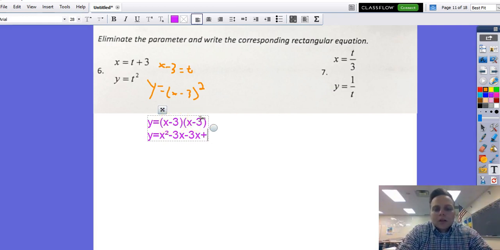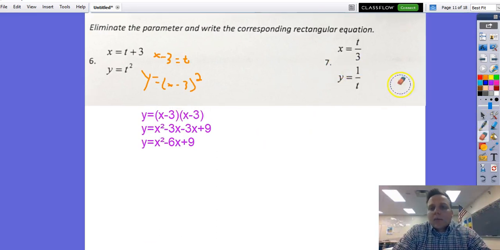Now I just need to combine any like terms I have. So y is equal to x squared, there are no other squares, minus 6x plus 9. And that's it. That's all I need to do for this problem. Now we're going to do the same idea on number 7.